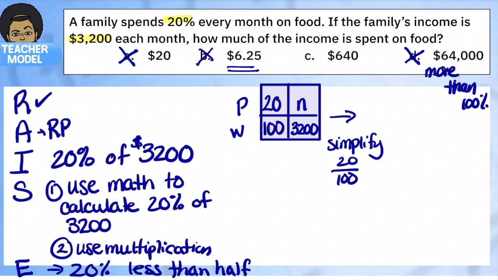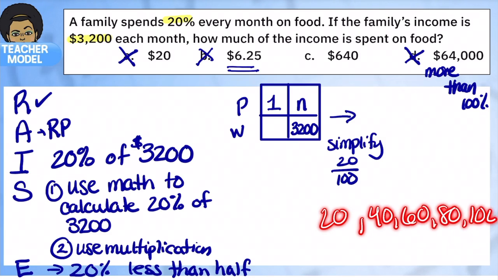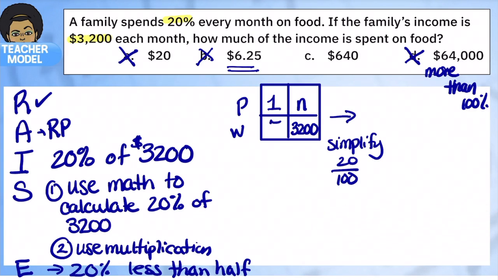So let's do that. How many 20s go into 20? 1. How many 20s go into 100? 20, 40, 60, 80, 100. So it takes 5. I would rather work with these numbers than 20 over 100. How about you? I would rather work with 1 out of 5 than 20 over 100. Now, if you want to keep 20 over 100 and cross multiply, you can. Just know that it will take you longer to do it. Let's work with the simplified way.